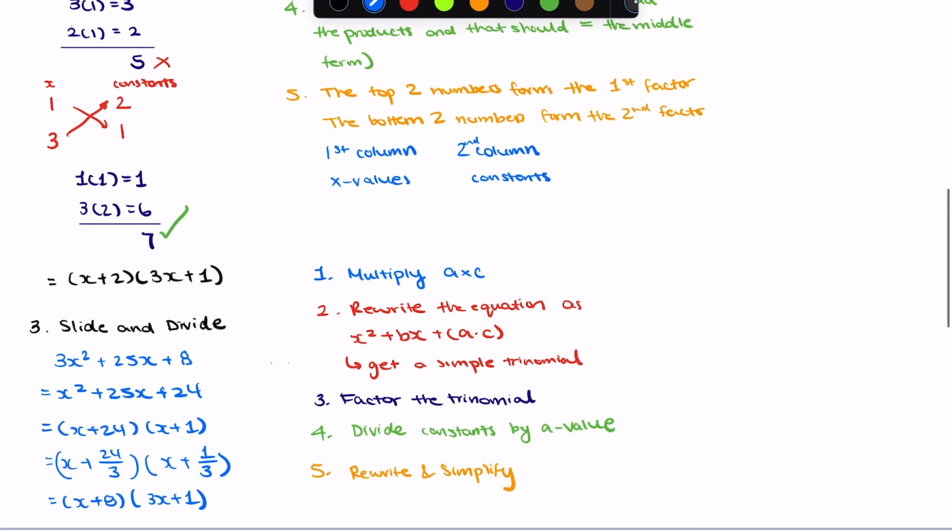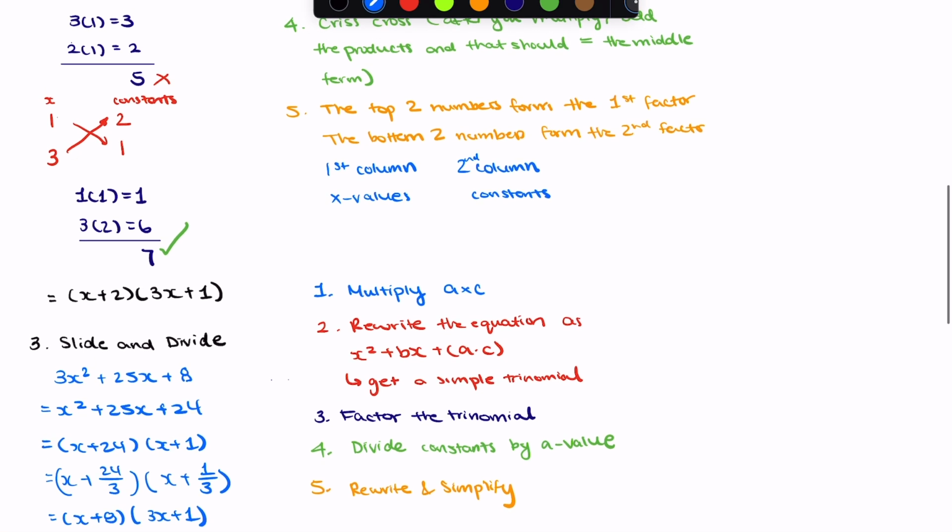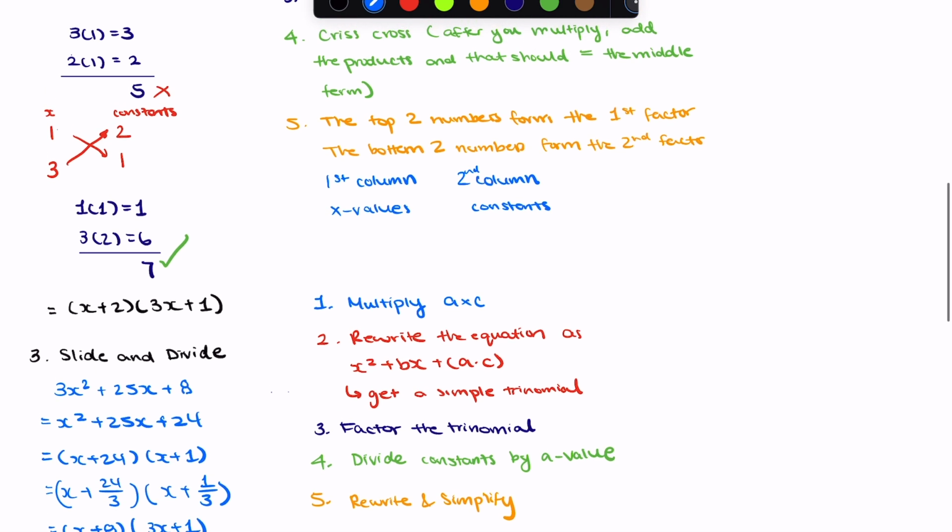So this is a general overview of three ways to solve for complex trinomials. Number one is to use decomposition. Number two, using the crisscross method. And number three, using the slide and divide method.